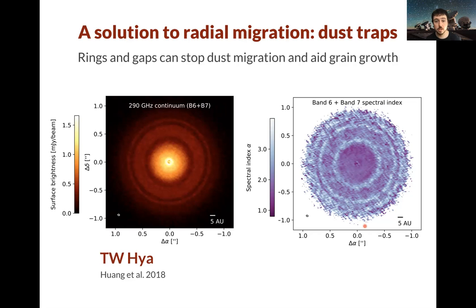that's producing that emission. So this is TW Hydra. This is the continuum emission from two bands, band 6 and band 7. And this is the spectral index map. And you can see how the spectral index changes a lot if you're in a gap or in a ring. So that's telling us that grain sizes are changing as a function of radius in disks. So you can use this to study grain growth in protoplanetary disks.